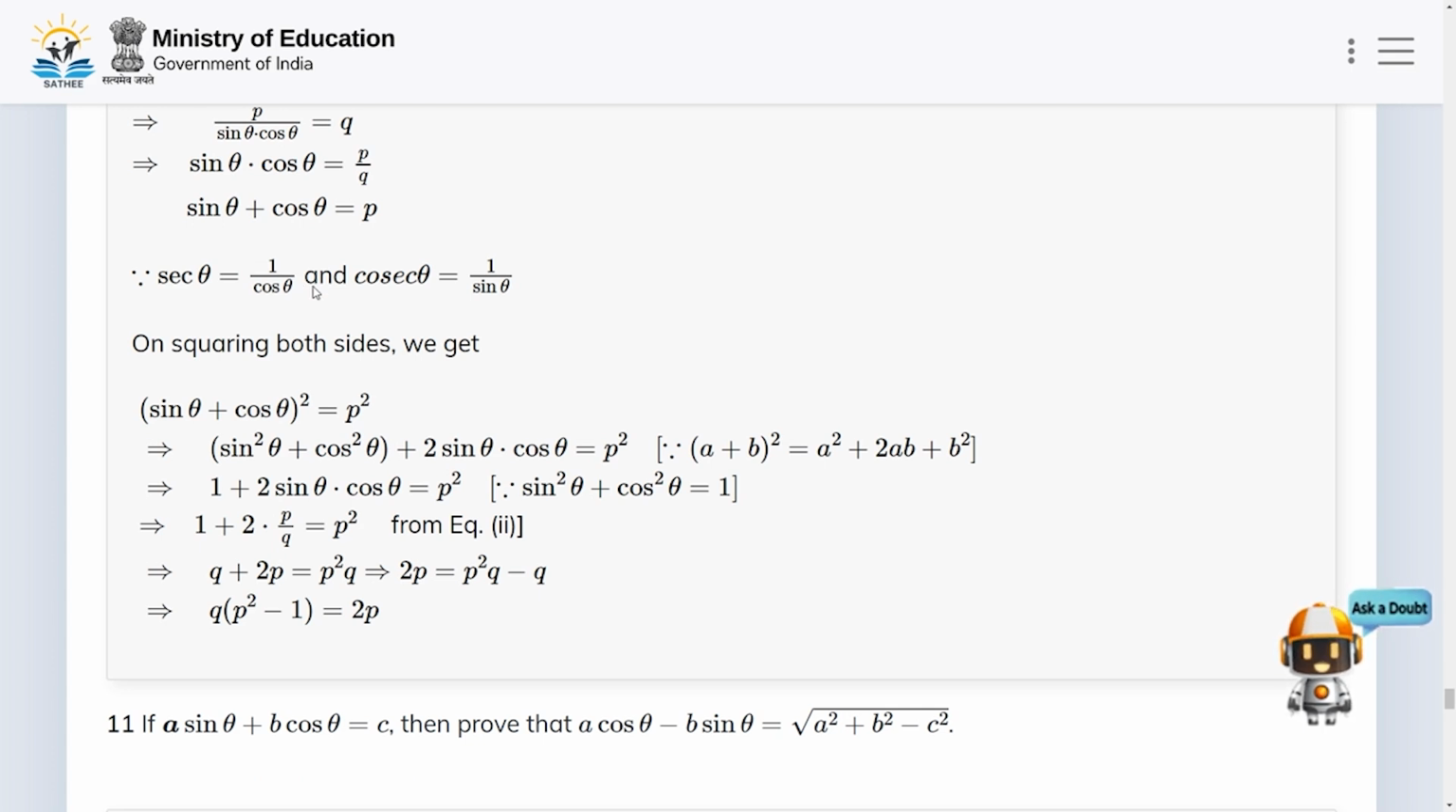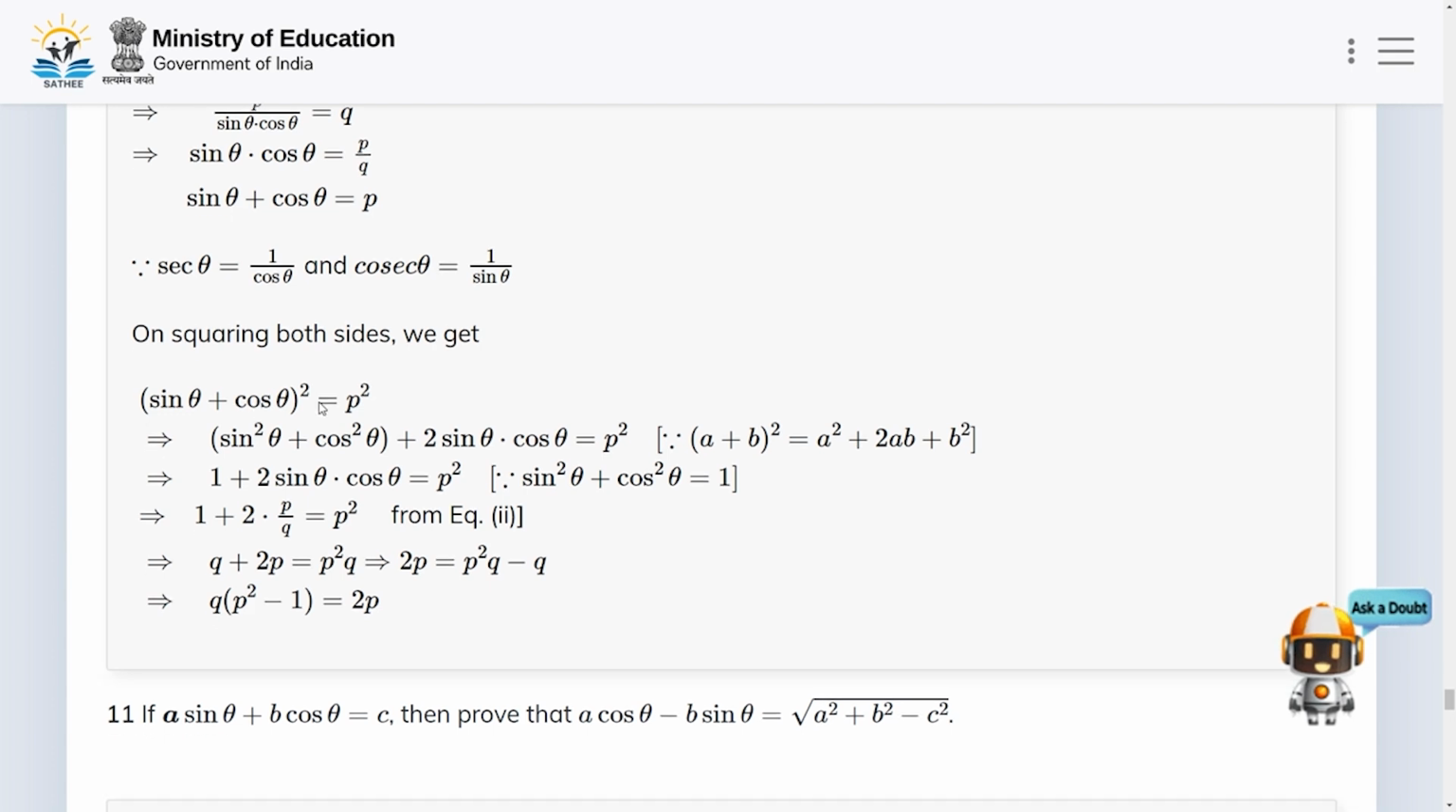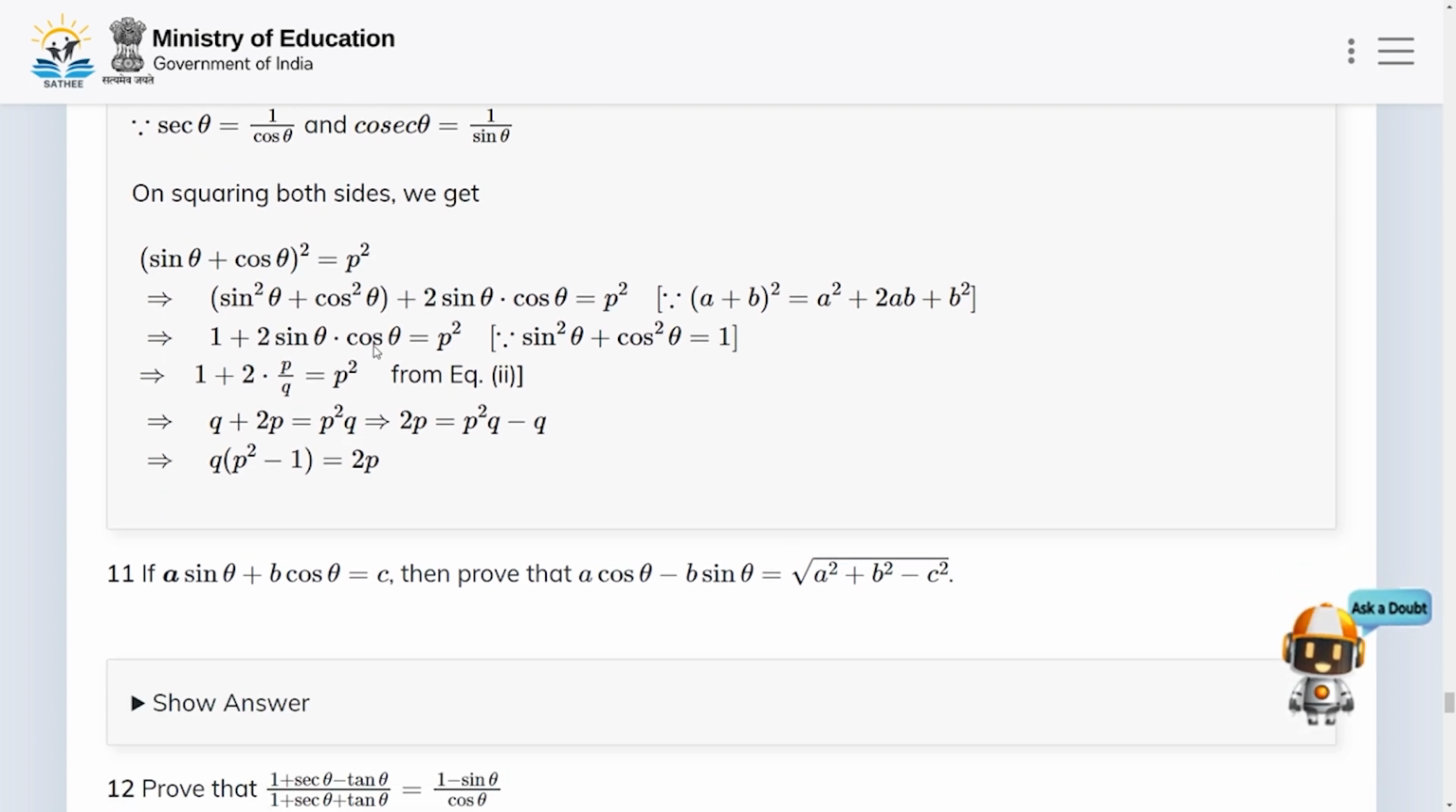And now squaring both sides, we get sin theta plus cos theta whole square is equal to P square. Okay, and it implies sin square theta plus cos square theta plus 2 sin theta into cos theta is equal to P square, since we know the identity A plus B whole square is equal to A square plus 2AB plus B square. Okay, and it implies 1 plus 2 sin theta into cos theta is equal to P square, since sin square theta plus cos square theta is equal to 1.